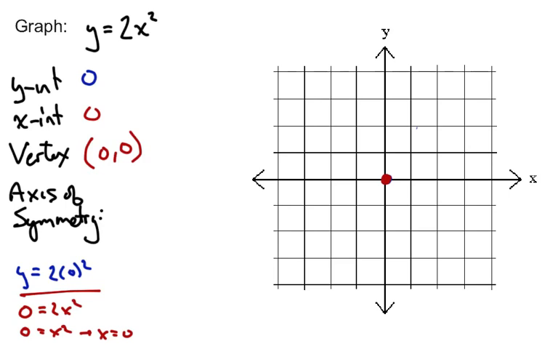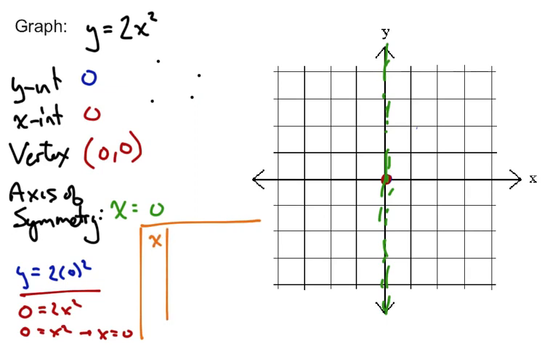The axis of symmetry is going to be that vertical line running through the vertex. So it's going to be this vertical line, x equals 0. But we still don't have our shape. So in order to get a more accurate picture of what's going on here, we should pick some more points and kind of get a better idea.